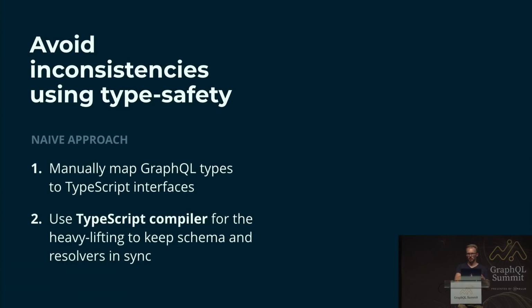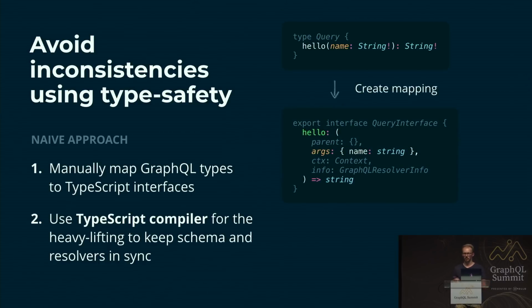So the idea is to create this mapping into TypeScript interfaces and then let the TypeScript compiler or VS Code, for example, help us and tell us which things we need to fix. So the idea for this mapping is that based on a GraphQL type definition here, for example, a type Query with a hello field, we would create the following interface, where it just maps one-to-one all the things like the name, its arguments, the return type.